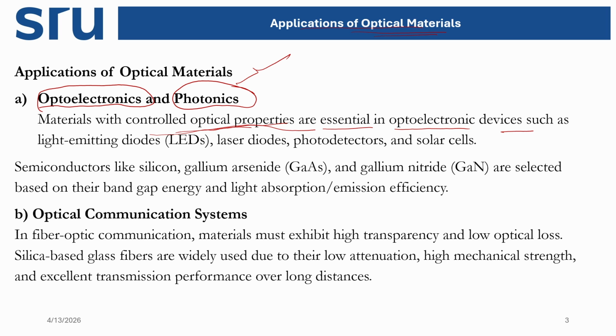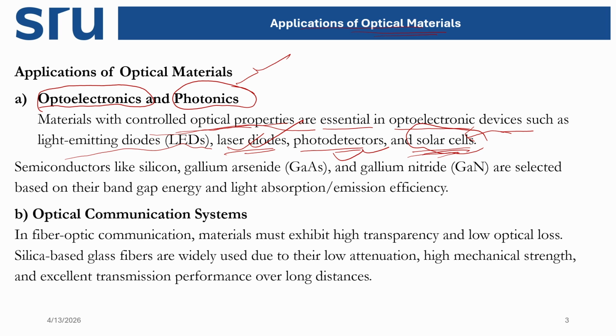These materials have controlled optical properties, so they can be used in light emitting diodes, laser diodes, photodetectors and solar cells. If the particular energy gap or band gap of the material does not meet the criteria, then we cannot get the properties needed for laser diodes, light emitting diodes, photodetectors or solar cells. For example, for a solar cell we need a material that can absorb radiation or light from sunlight.